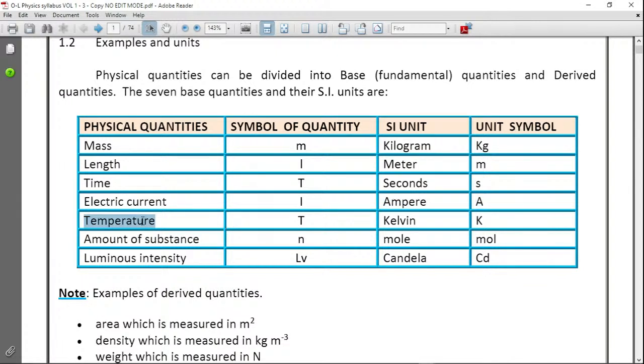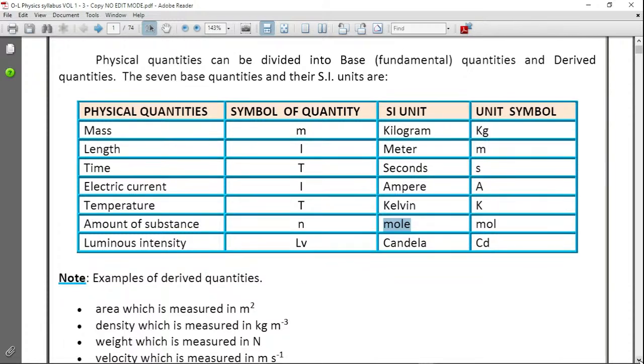Then we have temperature. The SI unit of temperature is the Kelvin. So whenever you have calculations to do with gases especially, if they give you the temperature in degrees Celsius, you have to convert to Kelvin. The symbol for Kelvin is K. Then we have the amount of substance, the symbol is N, and the SI unit is the mole, with unit symbol mol. You equally have luminous intensity, Iv, whose SI unit is the candela, capital C, small d. All these are the 7 basic or fundamental physical quantities from which all other quantities are derived.